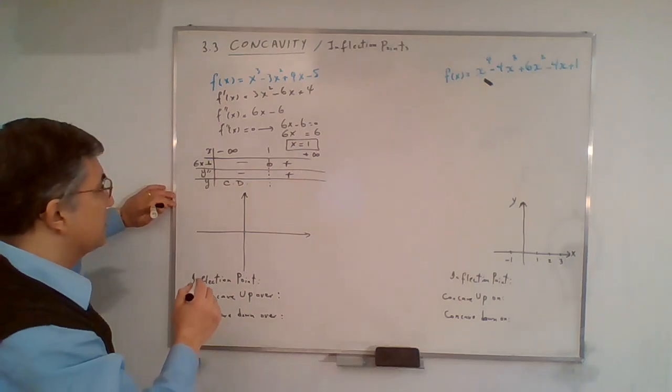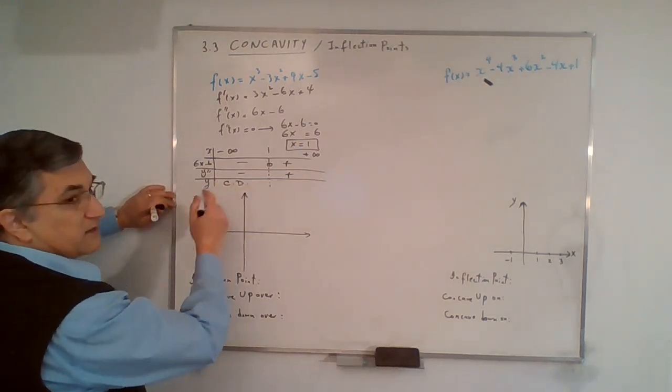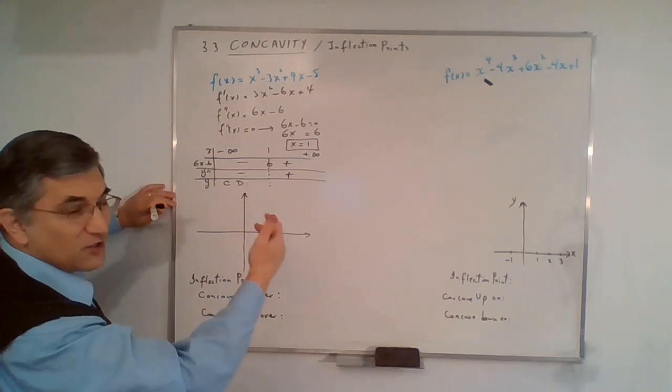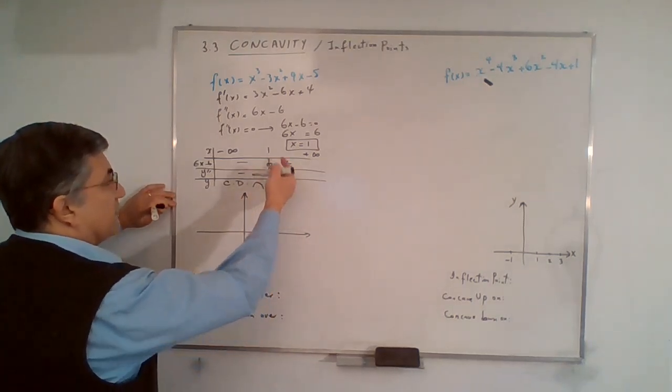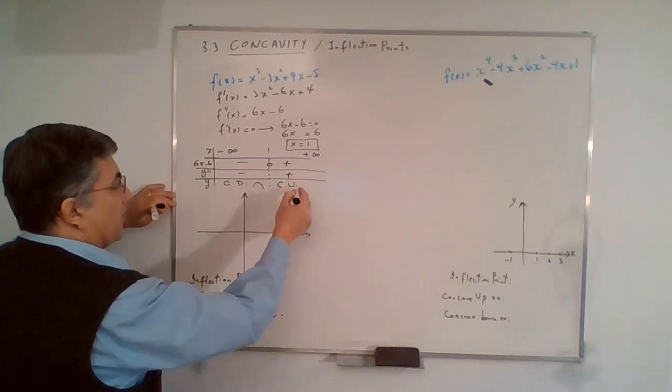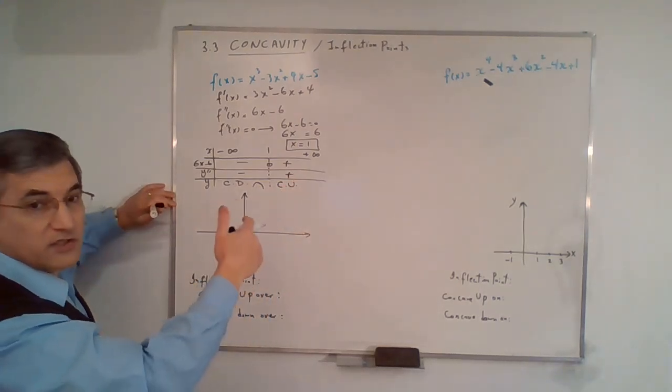compact disk. Just a joke. Compact, it's not compact disk, it's like concave down. And the other part is CU tomorrow. I mean CU standing for concave up.